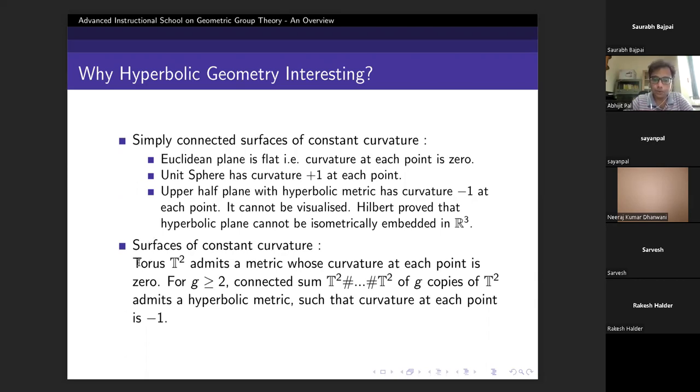If I take just a torus, you can prove that it admits a metric whose curvature at each point is 0. And if I take a higher genus surface, let us take g greater than or equal to 2 and a closed orientable surface of genus g, one can prove that it admits a hyperbolic metric with curvature -1 at each point. This surface of genus g greater than or equal to 2 you can obtain as a quotient of the upper half plane.